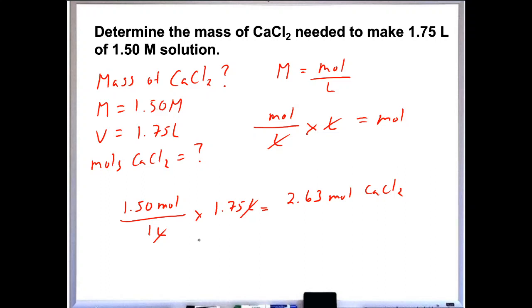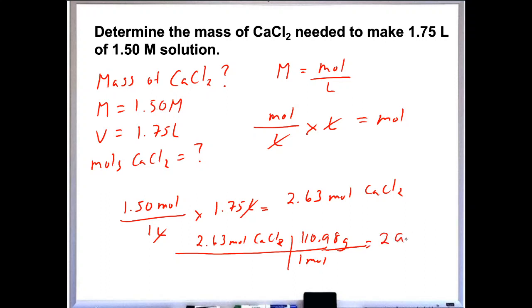So we're going to say 2.63 moles calcium chloride. Then we need our molar mass. For every 1 mole, there is 110.98 grams. So this gives us 291 grams of calcium chloride. And that's what we're looking for, just the mass of calcium chloride. So that's it. That's our solution.